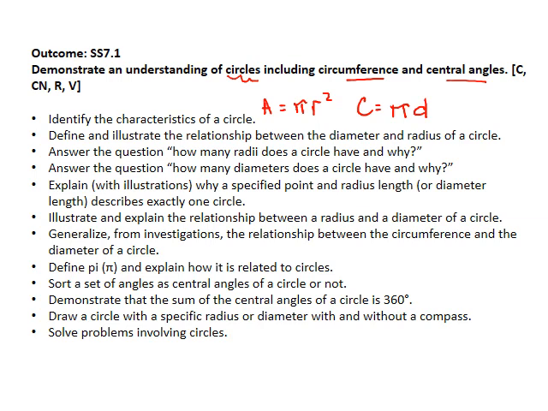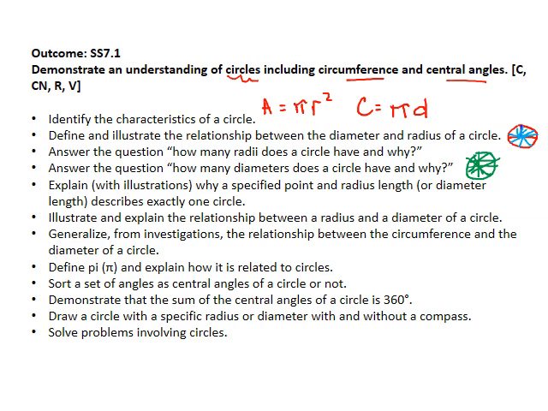Define and illustrate the relationship between the diameter and the radius, and so you should know that a diameter is all the way across and a radius is halfway across. Answer the question, how many radii does a circle have and why? Well, I guess it could have unlimited amounts because we could draw them all day long, right? And how many diameters? Same thing. We can draw them from any, they're supposed to go through the center though, unlike my horrible drawing.